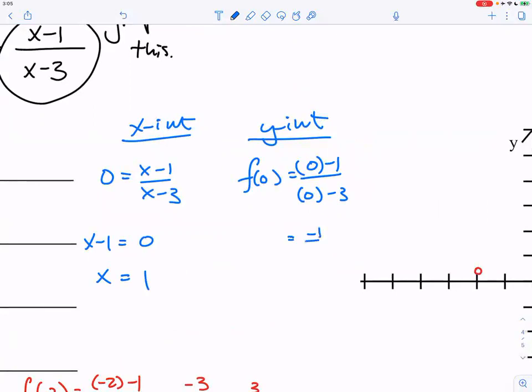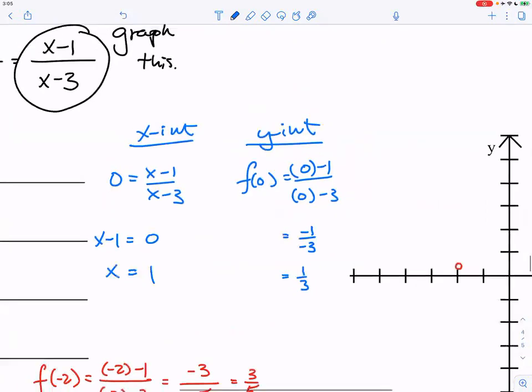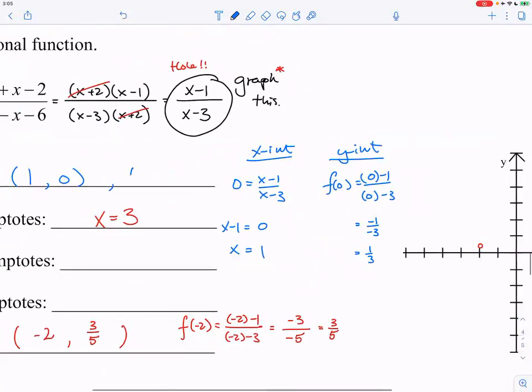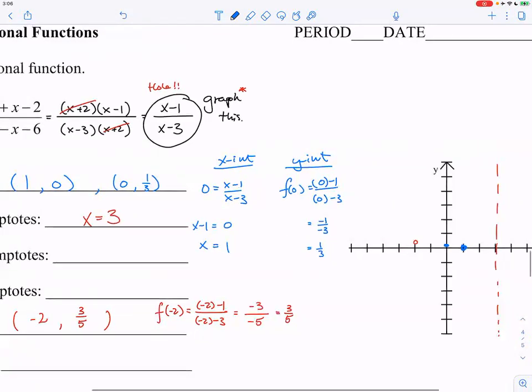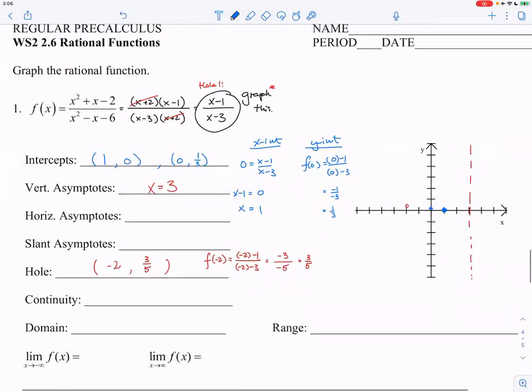So you have -1 over -3, which is basically 1/3. So your y-intercept is (0, 1/3), which would be somewhere like right here. Okay, so these are the easy stuff.